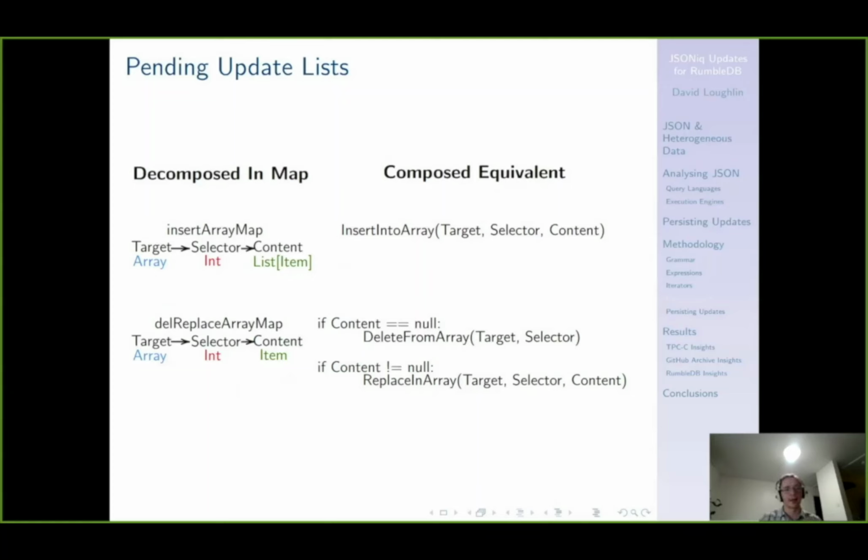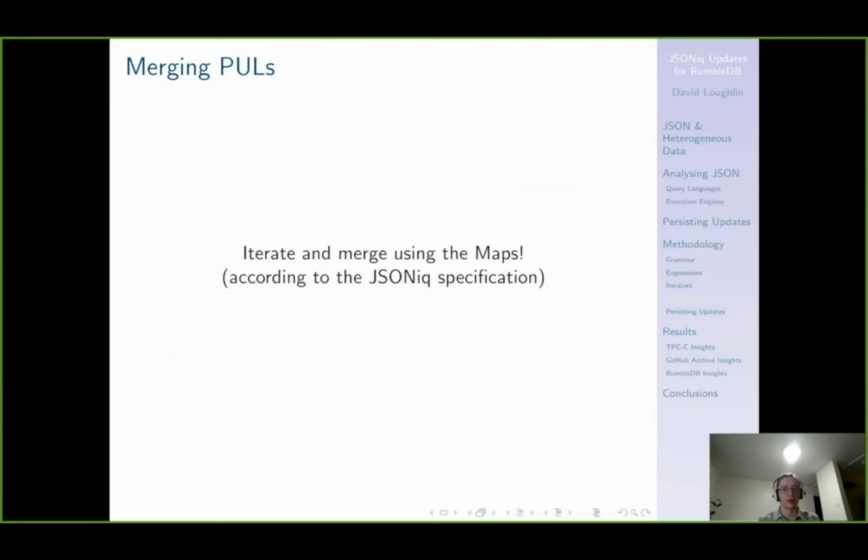For example, inserting a delete from array update primitive would result in the PUL inputting the decomposed primitive into the delete replace array map, looking up the array target, the same array index, and noting that the content is already there and null, meaning no delete has to be inserted, effectively merging. Further, merging two PULs together is as simple as iterating over one PUL and inserting all the update primitives into another.